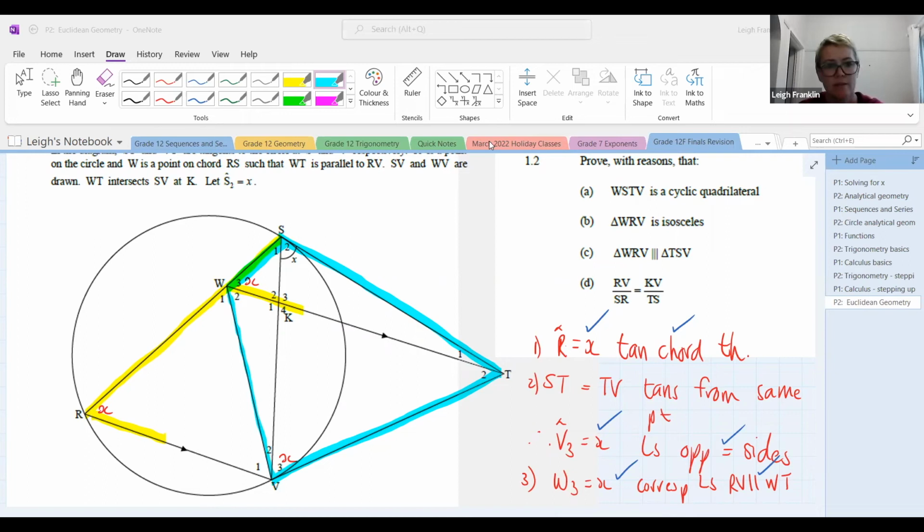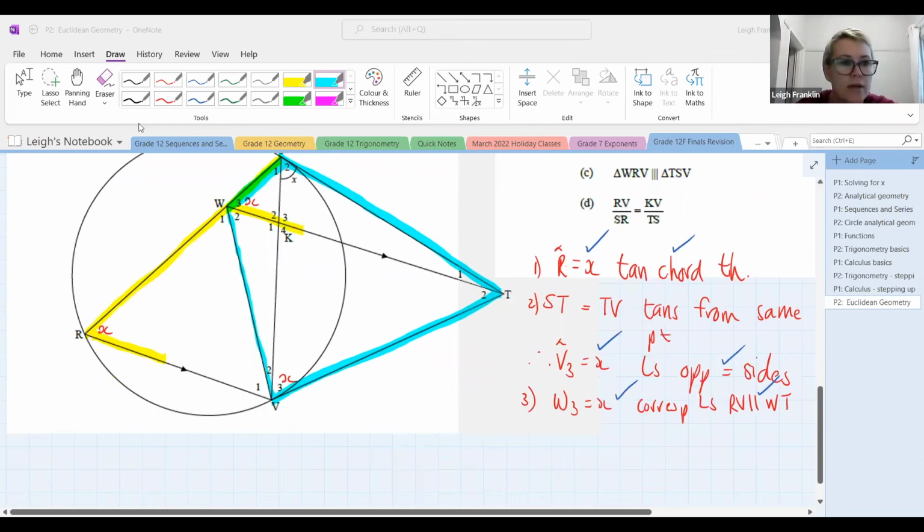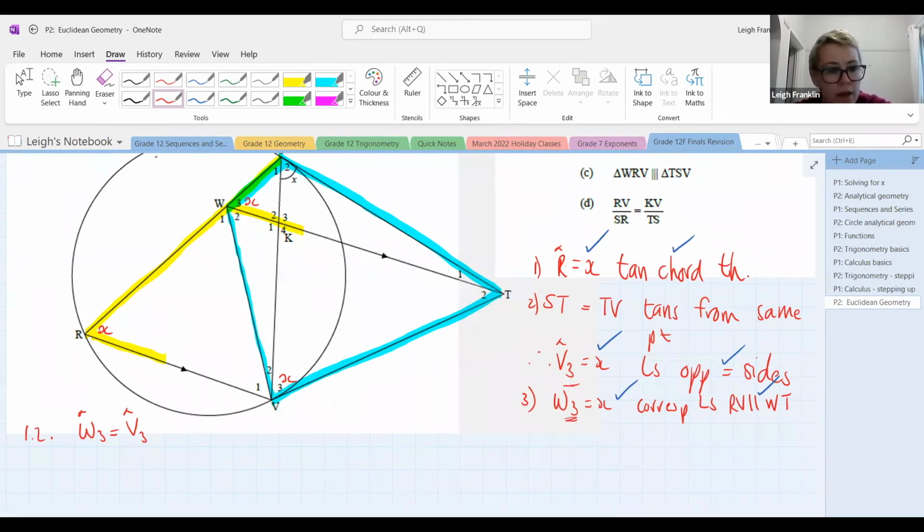Can you see that? Okay, and that's why WSTV is a cyclic quad, because W3 equals V3. All right, so now we just need to put that down on paper. In 1.2a, we can say that W3 equals V3. Remember it came from here, W3 and V3. They're equal to each other because they both equal X.